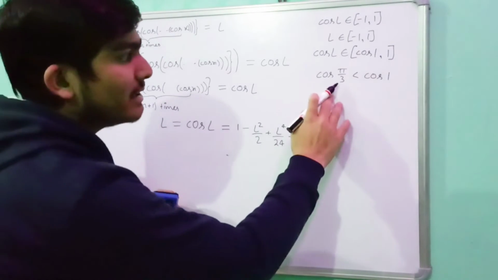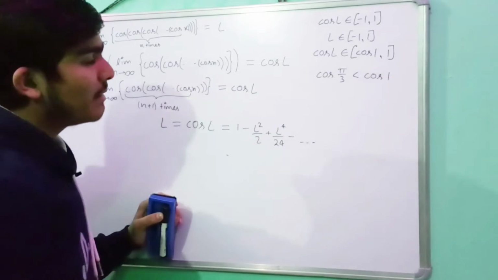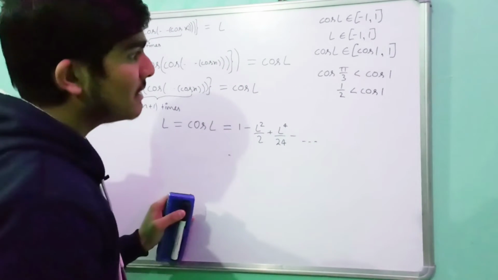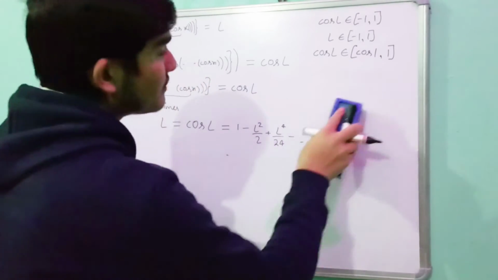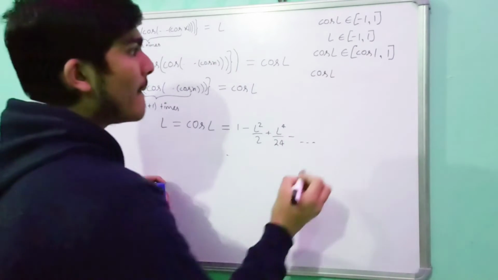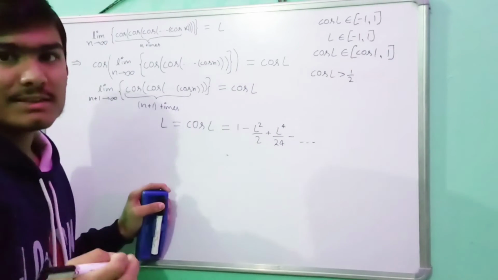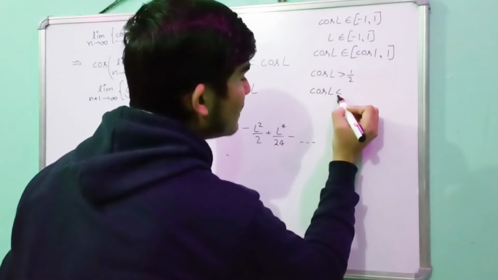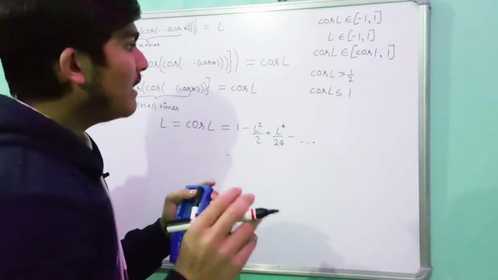Now we know that cos pi by 3 is less than cos 1. And we know what cos pi by 3 is. Pi by 3 is half. So cos 1 is greater than half. Okay, so cos 1 is greater than half. So I can write here that cos L is greater than half, and cos L is less than or equal to 1. So now we can observe that cos L will lie between half and 1.